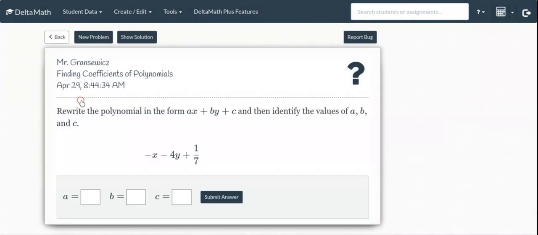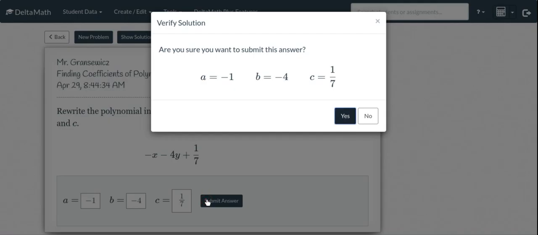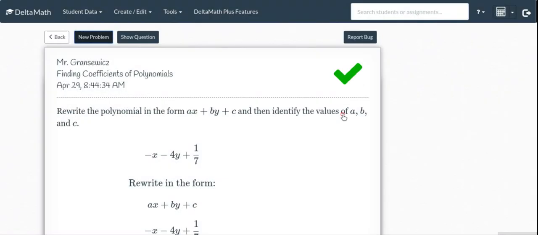To identify coefficients, it just wants you to put it in standard form first, and then identify values of a, b, and c. So the coefficients here for a, b, and c is going to be -1 in front of the x. Right? If it's just a negative sign, it's -1. If it's a y, then it's -4 in front of the y term. And then this constant term is just 1/7. So you can just type that in 1 divided by 7. So it should be that straightforward. It's not too bad.